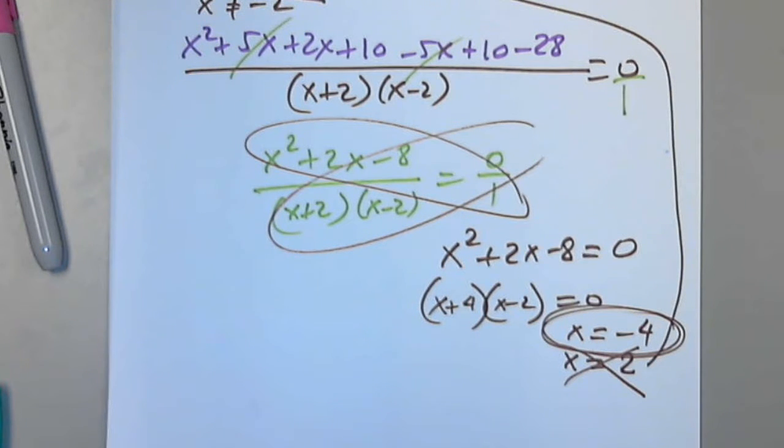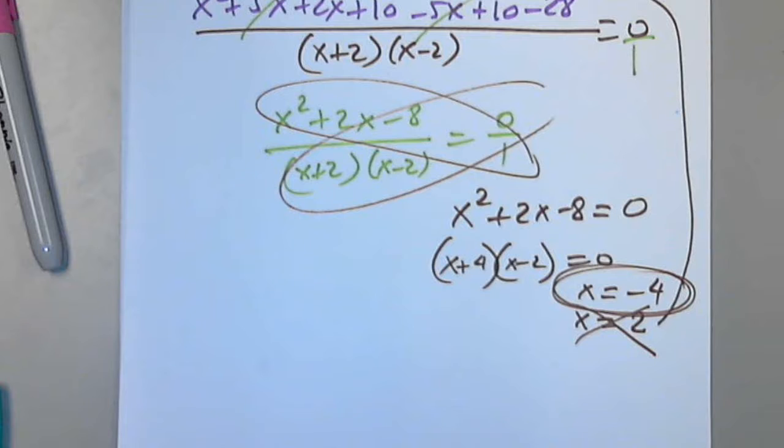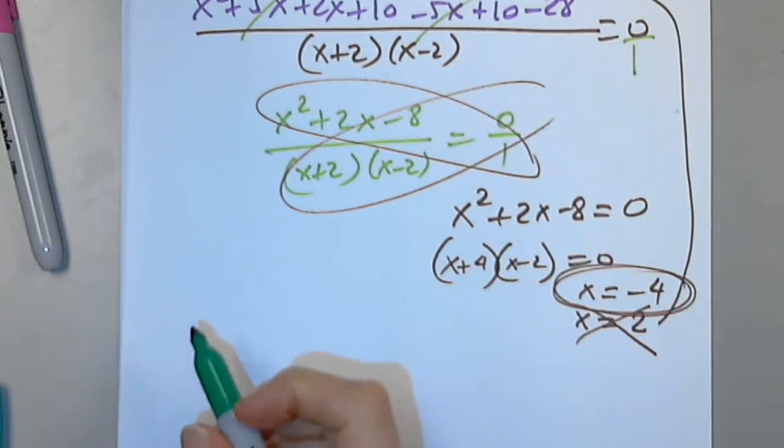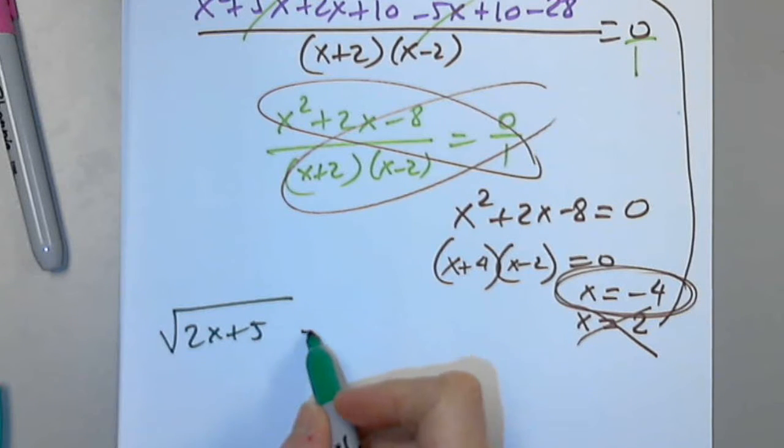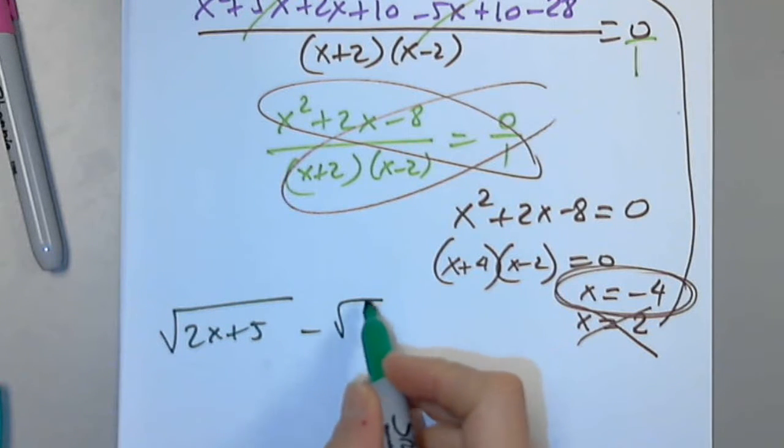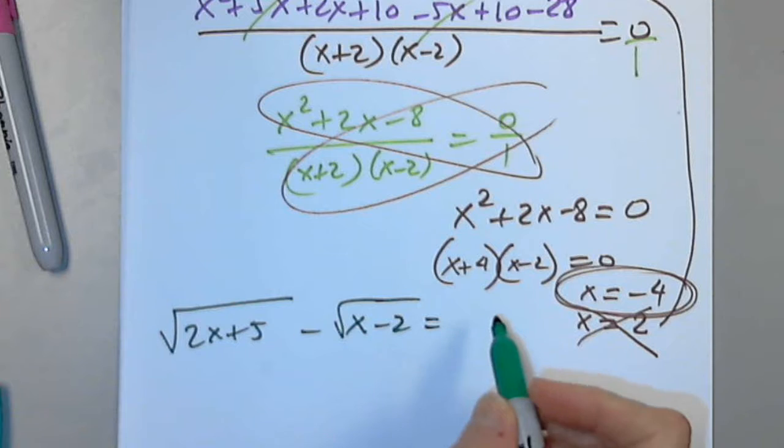Yes. Square root of 2x plus 5. She raised her hand first. I'm so sorry. Okay, say it again. Laura, go ahead. Square root of 2x plus 5 minus square root of x minus 2 equals 3.